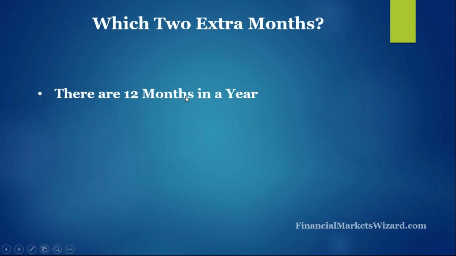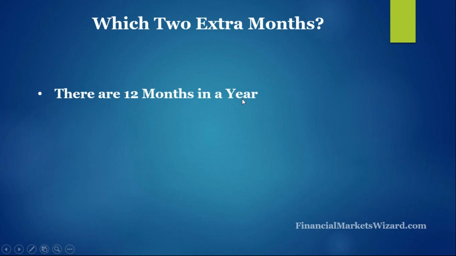Okay, so let me explain now. The question is which 2 extra months? There are 12 months in a year, so which 2 months are assigned to the option chain? We know that the current month is assigned, and the subsequent month, which is September, is assigned. So which 2 extra months are assigned?